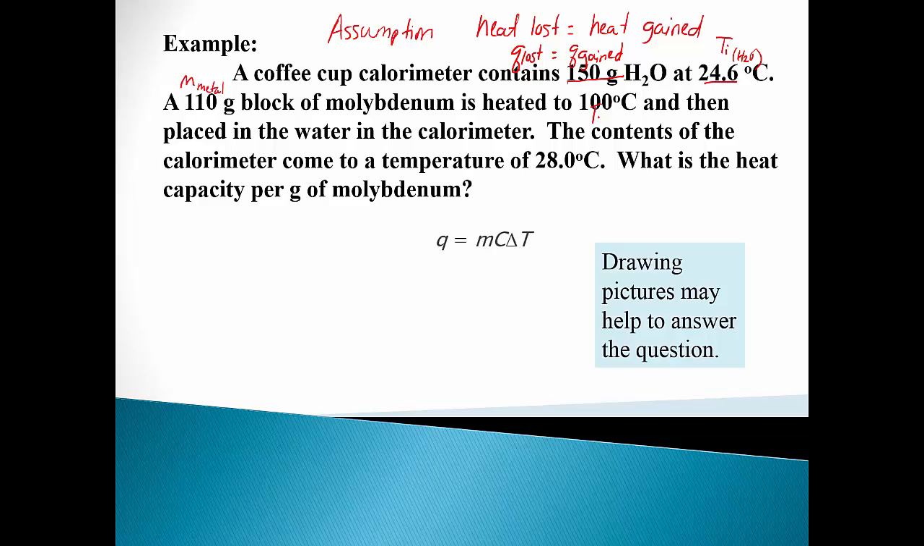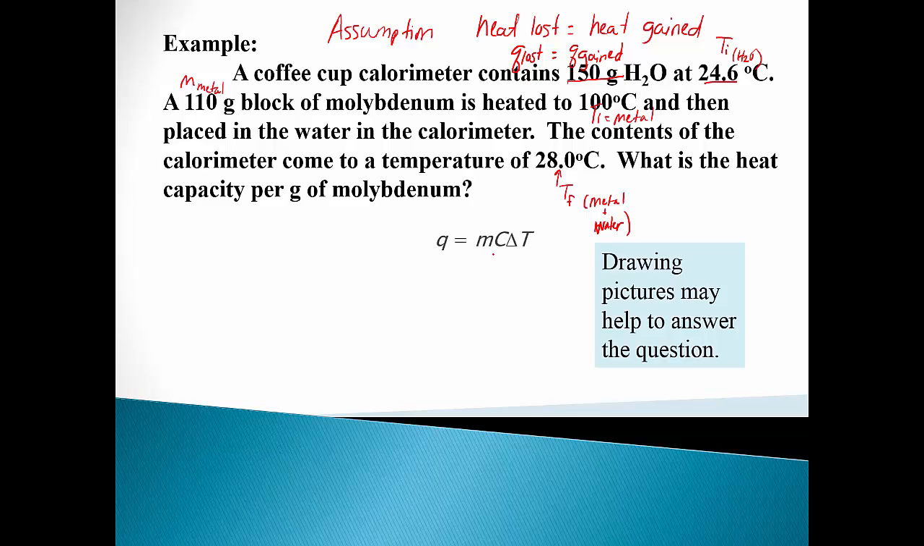This temperature is the initial temperature of the metal. Then this final temperature, this is of the metal and the water. They come to the same final temperature. That's what you have to wait for in the data. So, do I have enough information?